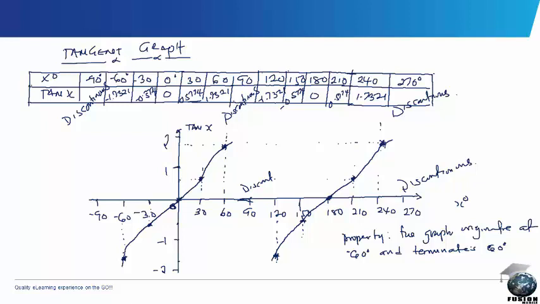I think we've come to the end of this class. Further properties can be explained from the graph, but for the purpose of this class we have to stop here.